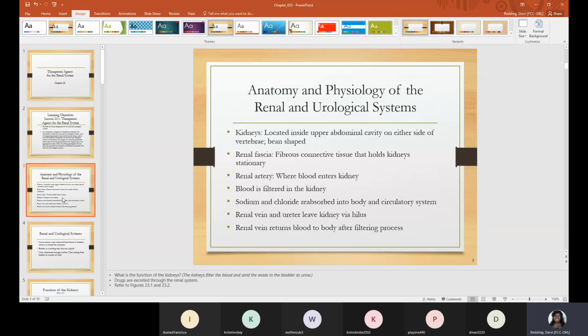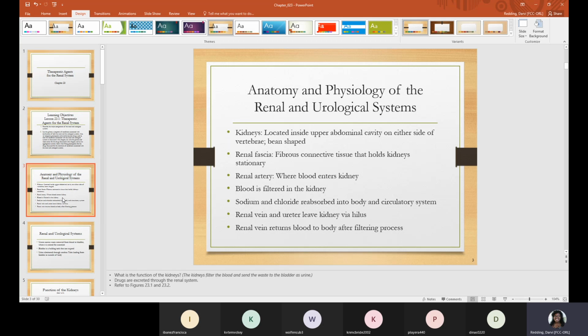Now, when it comes to the kidneys, that is where your blood is filtered. Also, the sodium and chloride are reabsorbed into the body and the circulatory system. Your circulatory system is where the blood flows throughout your body. Inside of your kidneys, you have a renal vein, and a ureter that leaves the kidney via the hilus. The renal vein returns blood to the body after the filtering process.